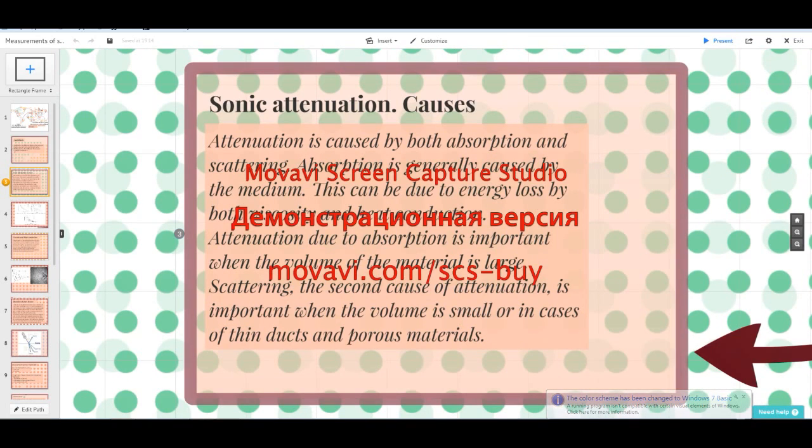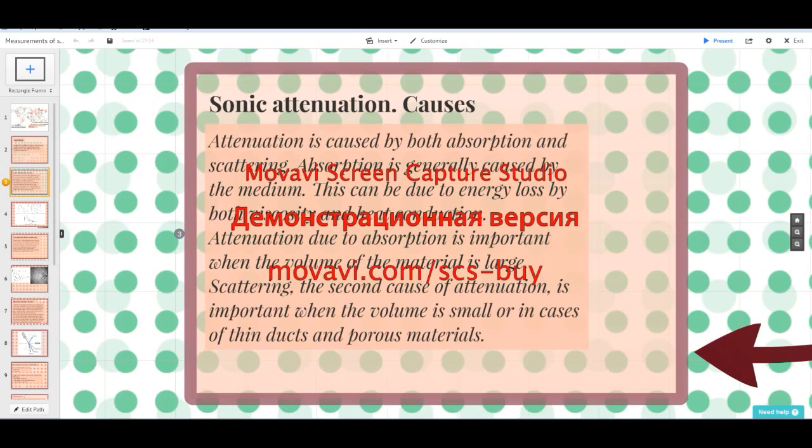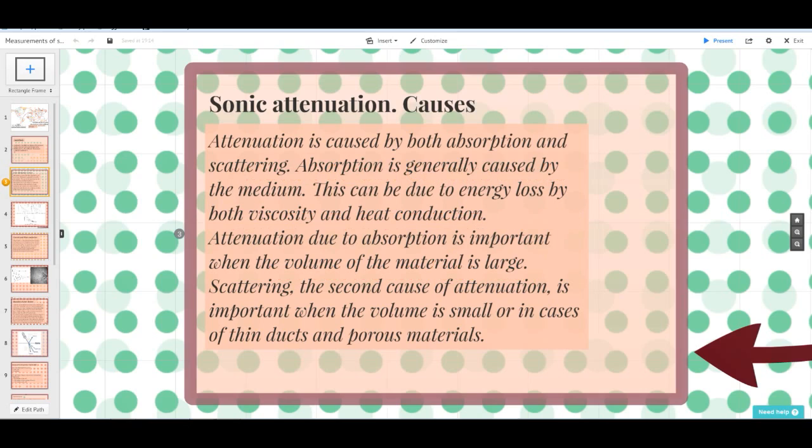Sonic attenuation causes. Attenuation is caused by both absorption and scattering. Absorption is generally caused by the medium. This can be due to energy loss by both viscosity and heat conduction. Attenuation due to absorption is important when the volume of the material is large. Scattering, the second cause of attenuation, is important when the volume is small or in cases of thin ducts and porous materials.